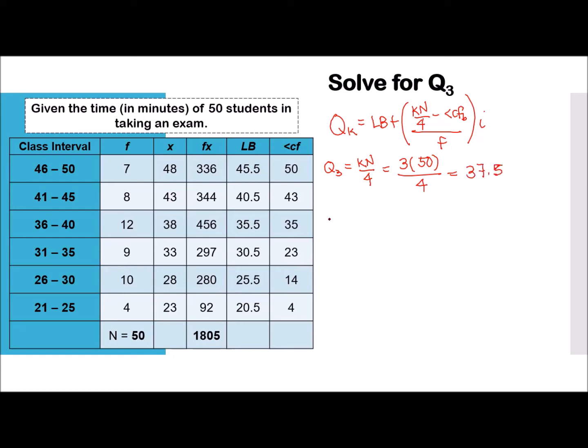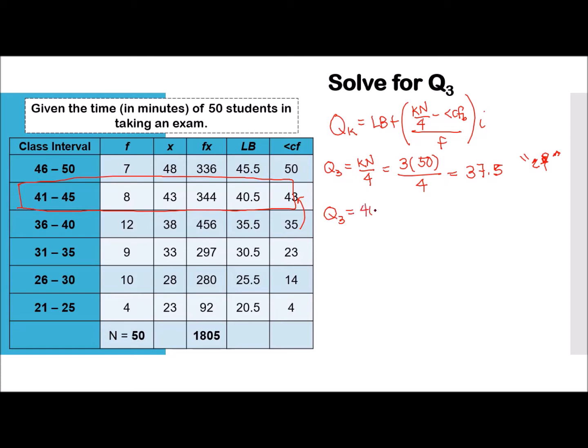Okay? So, si 37.5, nasaan dito? Sa cumulative frequency. Okay? So, nandito siya sa pagitan ng 35 to 43. Okay? So, sino ulit ang kukuhanin? Siyempre, yung mas mataas. Okay? So, solve na natin.